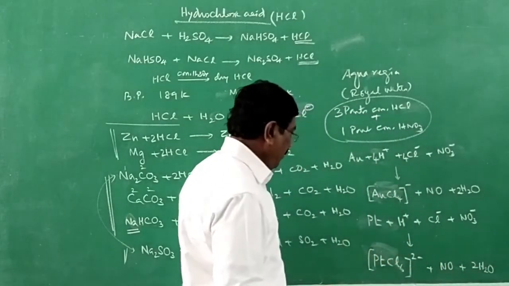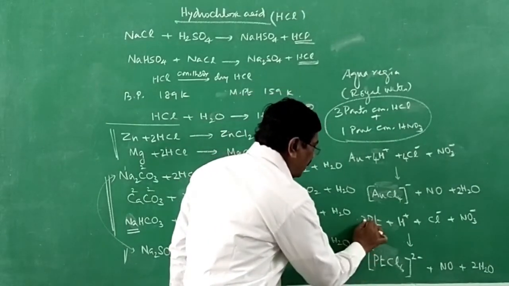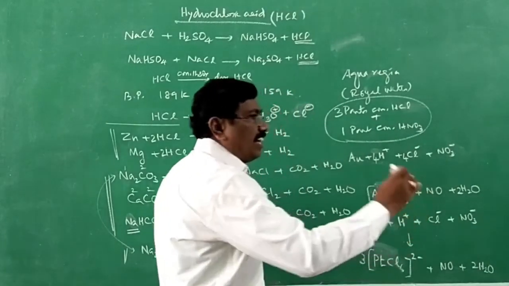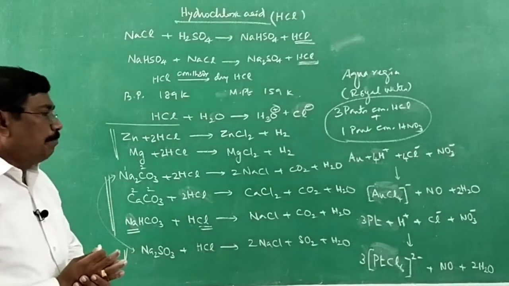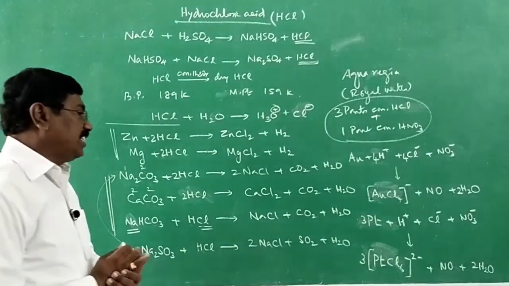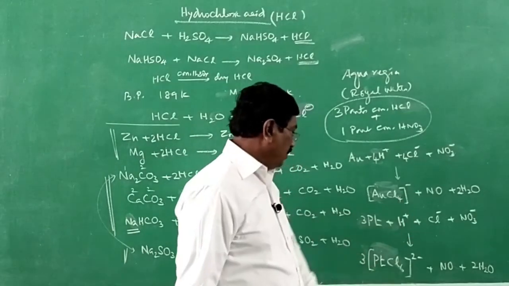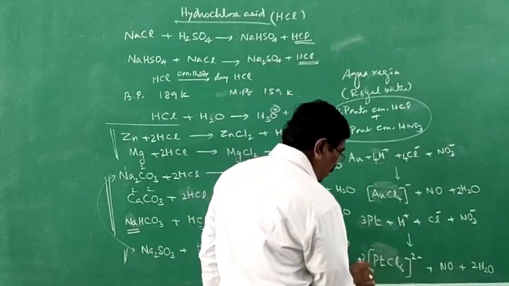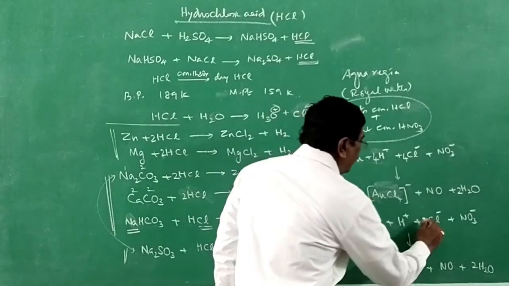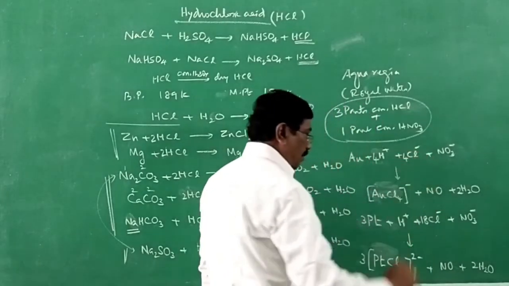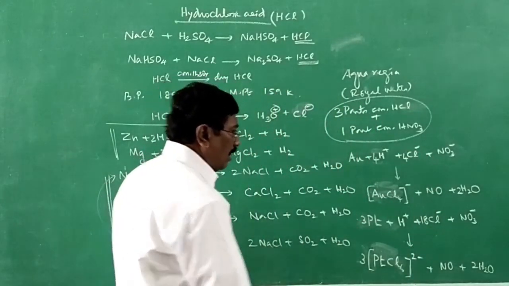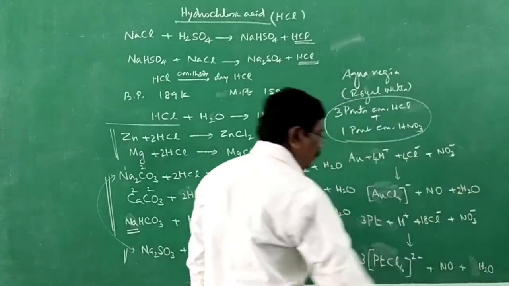Better, we are getting 3 molecules of PtCl6 2-. That understanding will make it a little easier to give the balanced equation. 3 PtCl6 2-, therefore how many chloride ions? 18 Cl-. H2O, we may not know yet how many H2O.